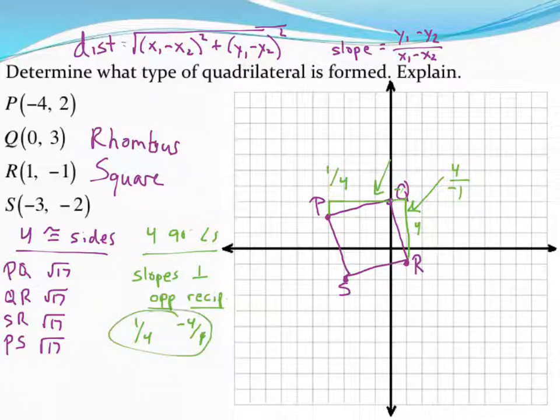So yes, those 2 slopes are perpendicular, meaning I do have a right angle right there, which means finally I do have proof that this is not just a rhombus, this is going to be a square, because I've shown all the sides are congruent to each other using the distance formula, and I've shown that I have right angles by finding the slopes and showing they're opposite reciprocals. So this figure is going to be a square.